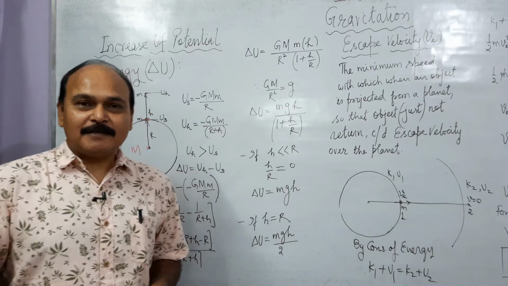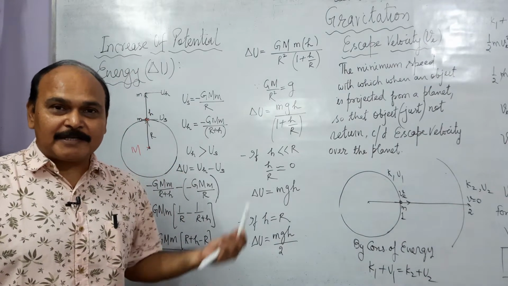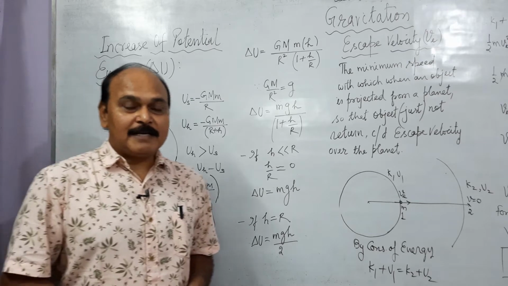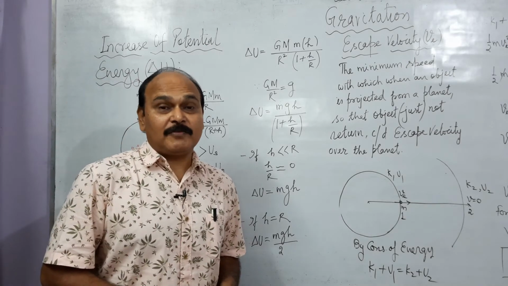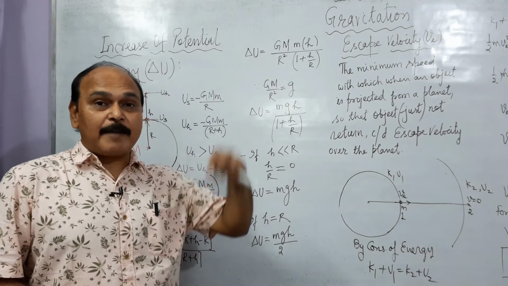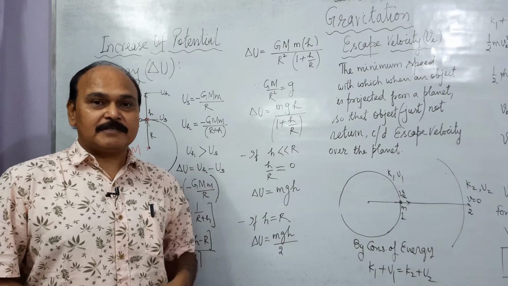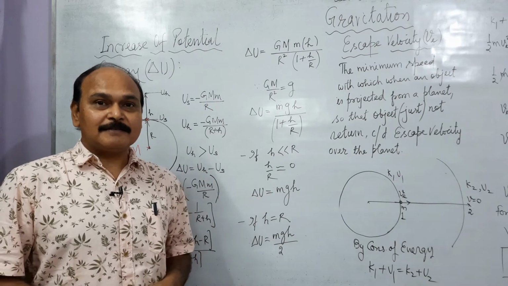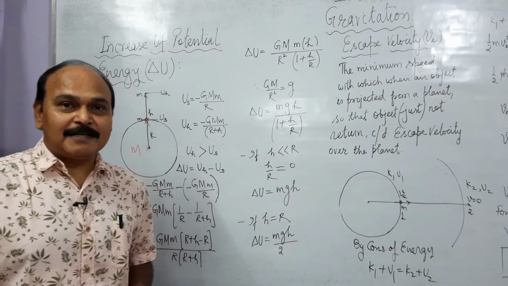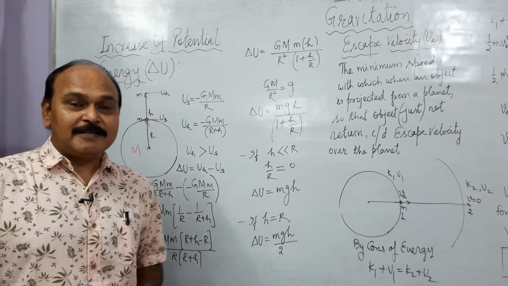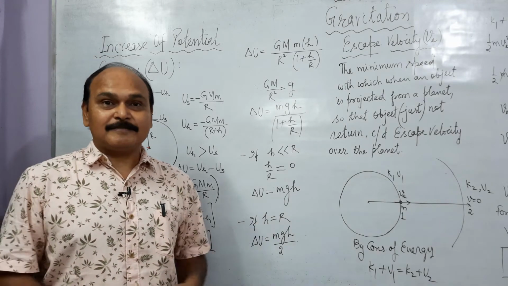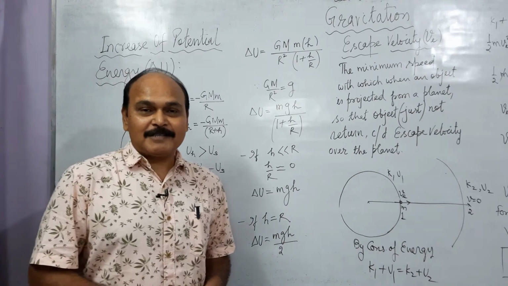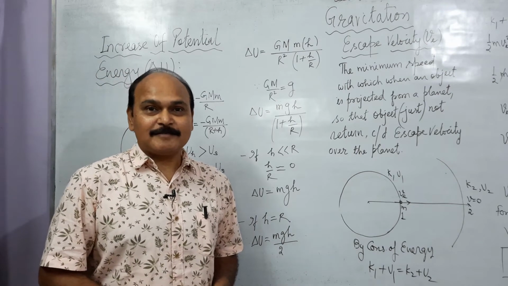Hello my dear children. In the class of gravitation, we are going to study the increase in potential energy of an object as it moves up above the Earth's surface or above a planet. At the same time, we will study the escape velocity of an object over any planet. And finally, we will discuss satellites.